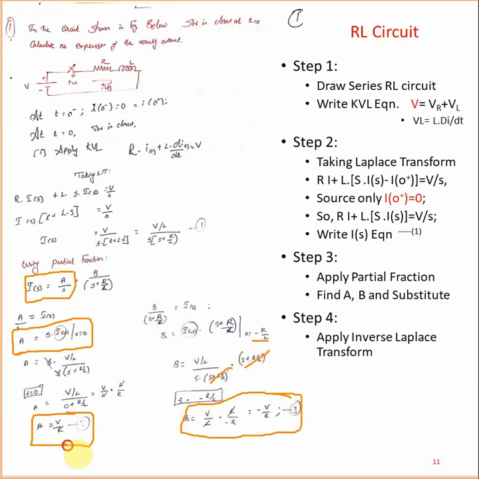So now you have got the A value and B value. If you get the A value and B value, substitute them into this equation, wherever there is an A place and a B place. Then after that apply the inverse Laplace. So let's see, A value is V by R, B value is minus V by R. Substitute.